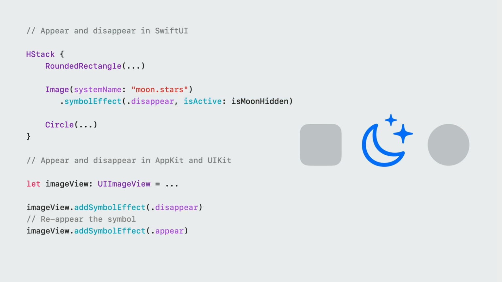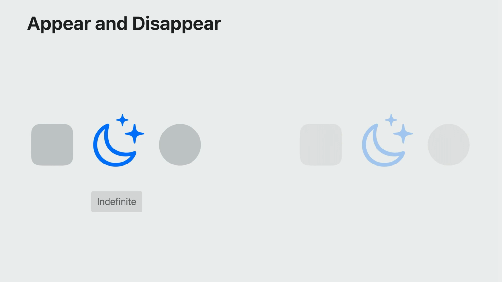In AppKit and UIKit, use add symbol effect and pass in disappear or appear. The takeaway here is that indefinite effects don't change the layout at all. They only alter the rendering of the symbol within the image view. So that covers the first behavior.